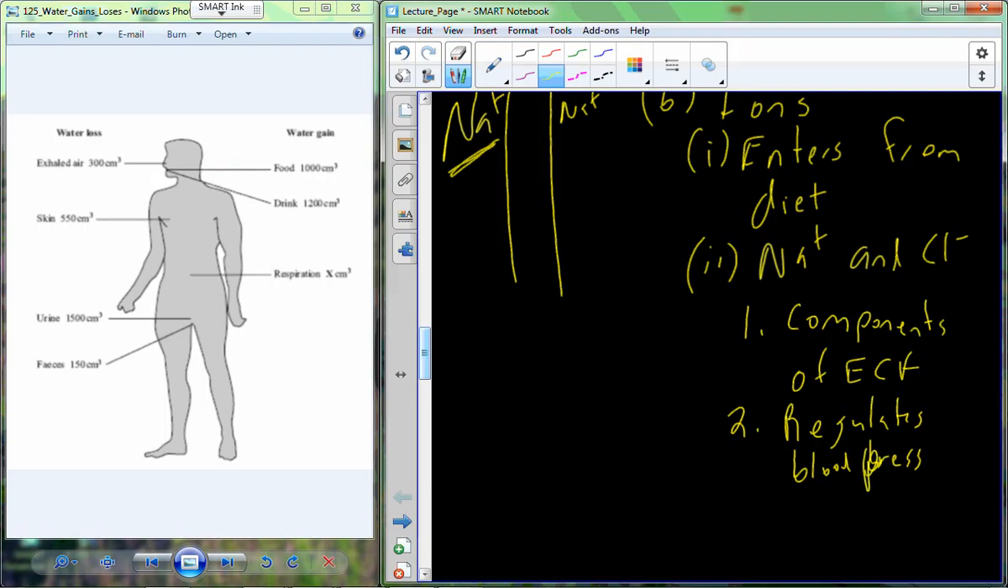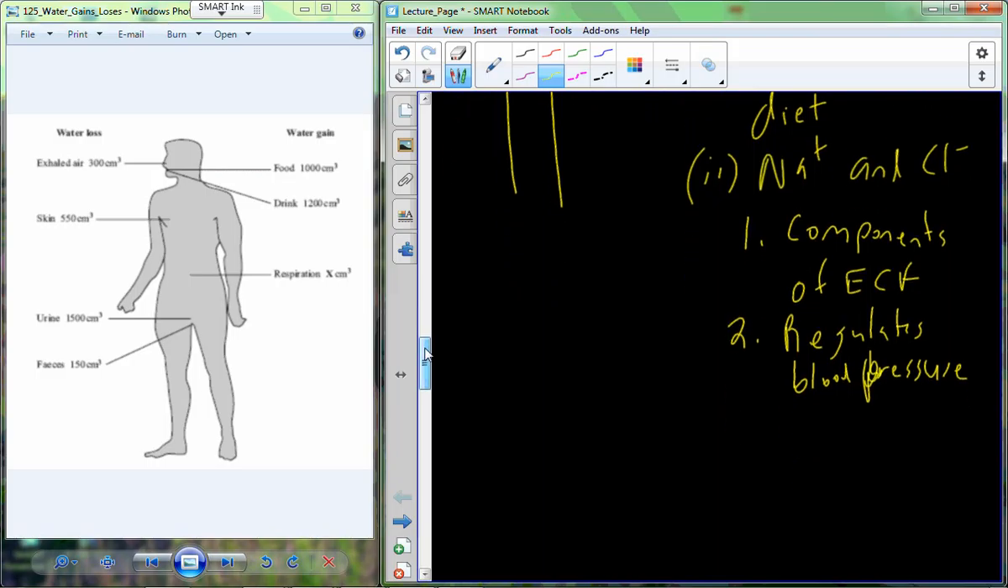So some of it ends up in the extracellular fluid. It also has profound effects on the blood itself. It will help to regulate an individual's blood pressure. If you or someone you love has high blood pressure, you probably know that they're on a low sodium diet because of those profound effects on blood pressure.